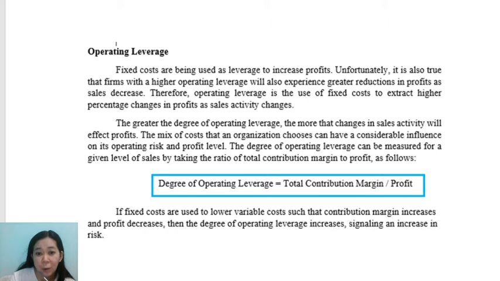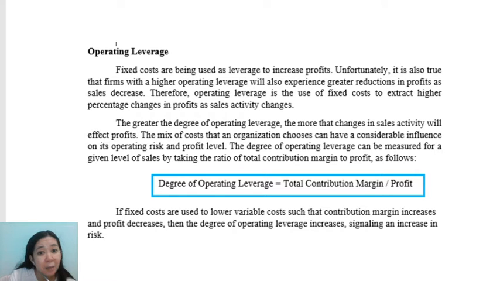Okay, so the mix of costs that an organization chooses can have a considerable influence on its operating risk and profit level. So, the degree of operating leverage can be measured for a given level of sales by taking the ratio. Our formula for degree of operating leverage is total contribution margin divided by the profit. If fixed costs are used to lower the variable cost such that contribution margin will increase and profit decreases, then the degree of operating leverage increases, signaling an increase in the risk.